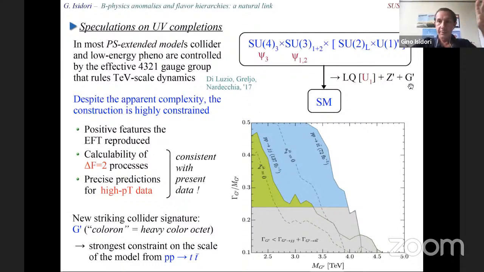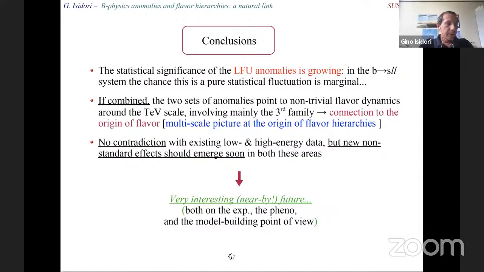But it's a big resonance that one should be able to search and see possibly at LHC. And there's a striking collider signature, which is pp to top, and you see here the bounds. For the moment, the model is not excluded, but we are pretty close. Okay, so I'm done. I think the statistical significance of these anomalies is really growing, and I think the chance that this is a statistical fluctuation is marginal.